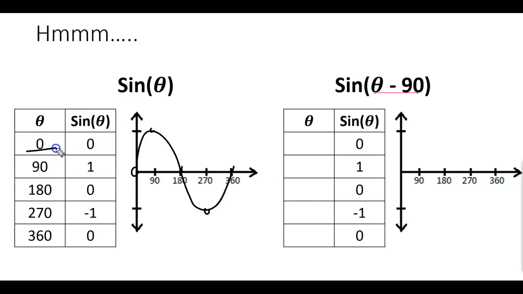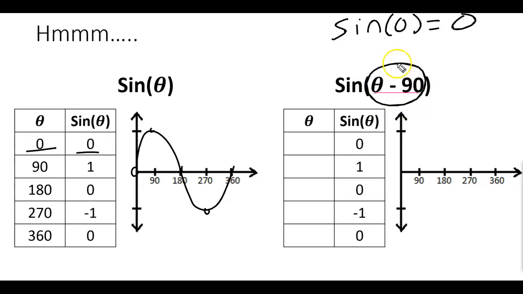Now, we know that sine of 0 makes 0, right? So what would I plug in for theta so that I end up with 0 in here, so that I can still get 0 as an answer? What would I plug in for theta? Hopefully you know it's 90. Plug in 90 here. 90 minus 90 would be 0. So you'd have sine of 0 equals 0, right?